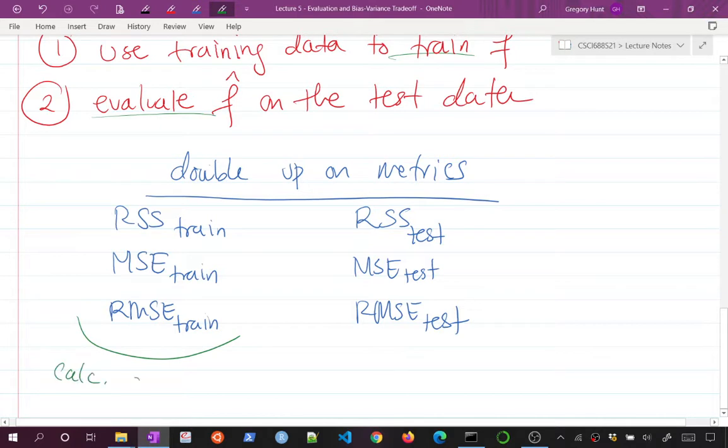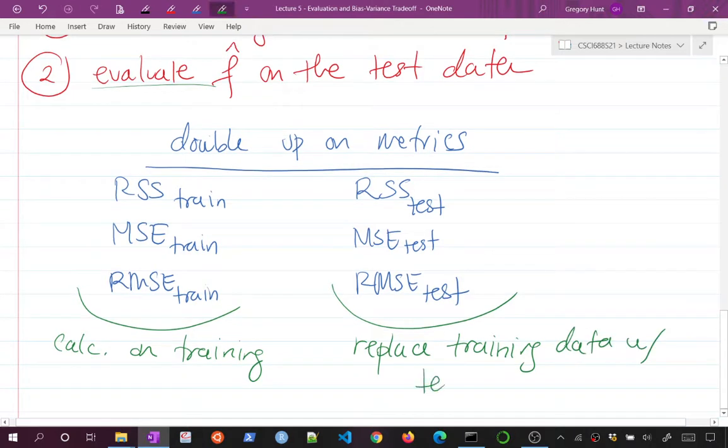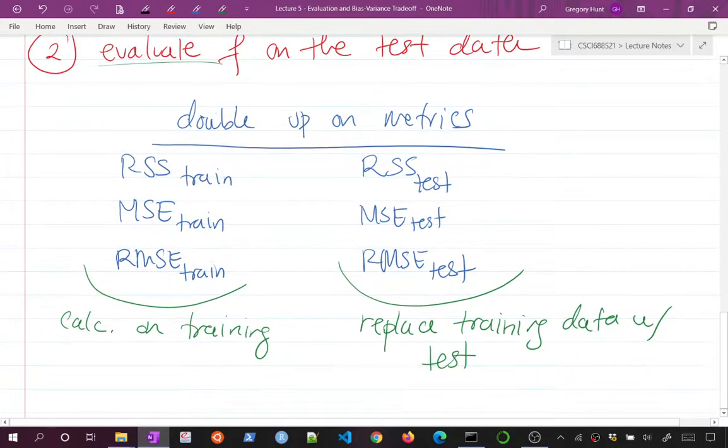These are calculated on the training data. That is the training data. That's data fed to the approach to create f hat. And then the metrics that one can calculate, the test metrics, are the exact same formulas, but just replace the training data with test data, with data that has not been seen before by the machine learning f hat.